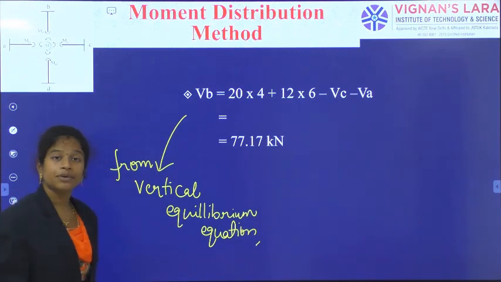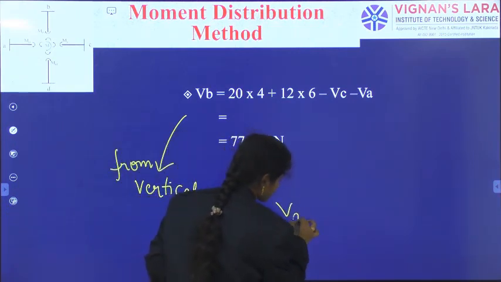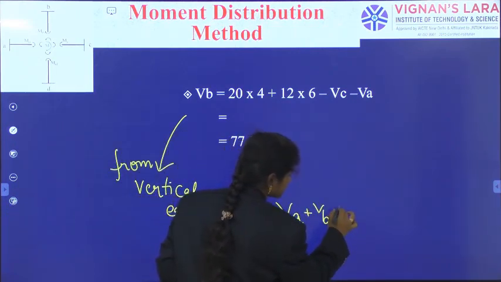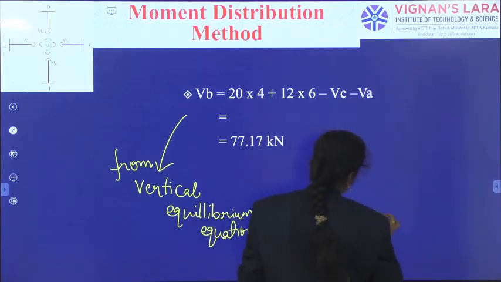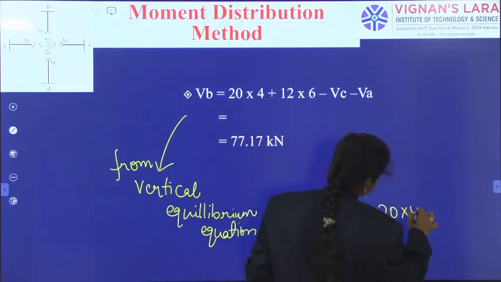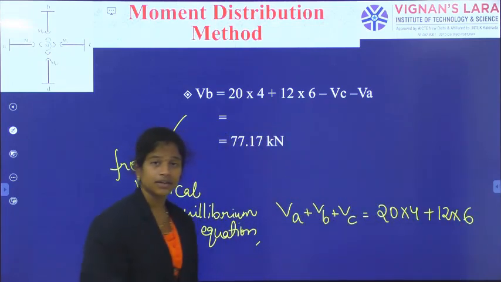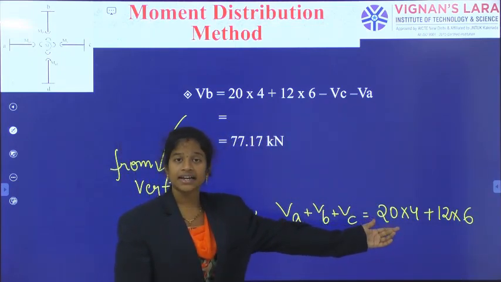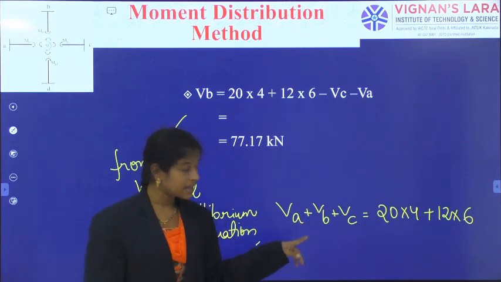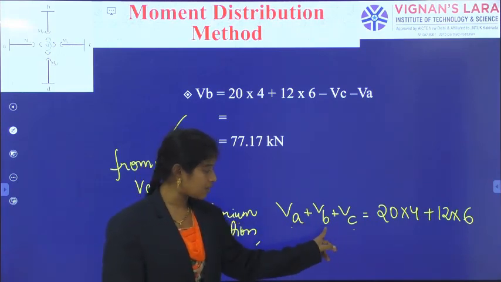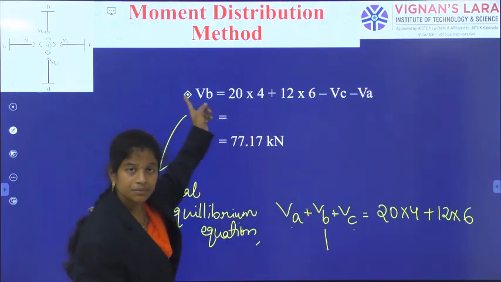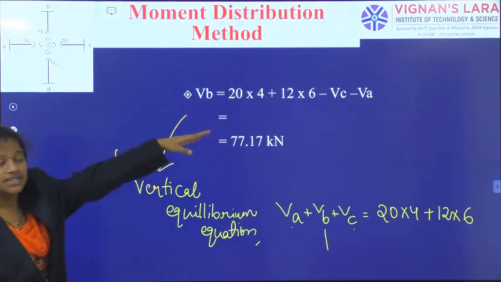From the vertical equilibrium equation, VA plus VB plus VC is equal to 20 into 4 plus 12 into 6. Intensity into length, intensity into length. So, the two UDLs and corresponding lengths. So, this is the summation. But I know VA and VC. So, the unknown is VB. So, that VB I am keeping here and taking VA and VC that way.